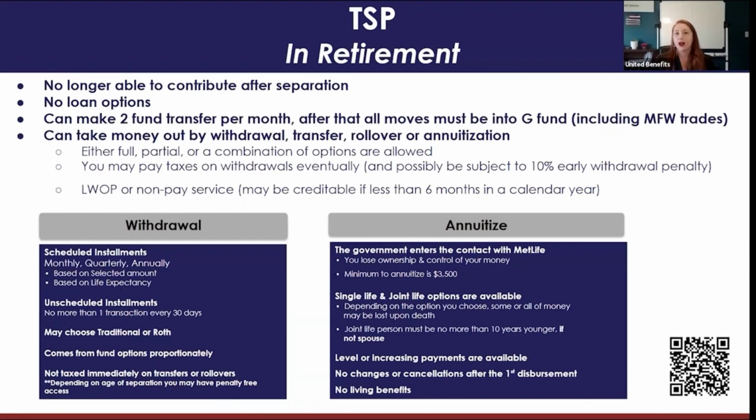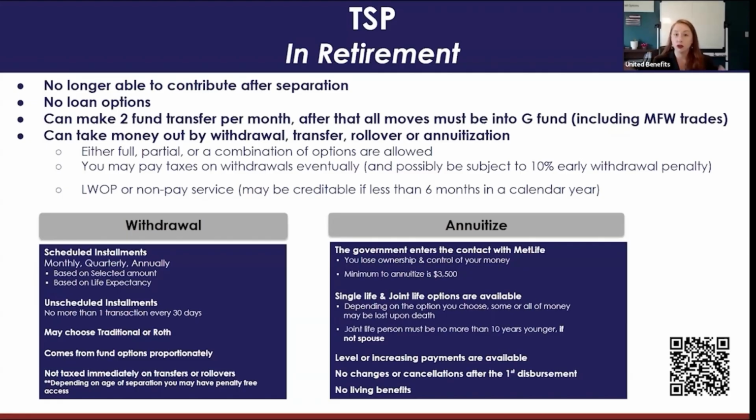That's the big question. When you choose to annuitize within the federal government, just know that you give up control of your money, and I don't think anybody saves up their entire career to give up control of their money to the government. But that's what happens when you enter into the TSP annuity. In fact, the government will take your money and enter it into a contract with MetLife. That is the administrator of the TSP annuity. And again, you lose control and ownership of your money after that.